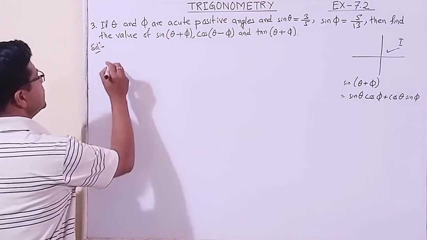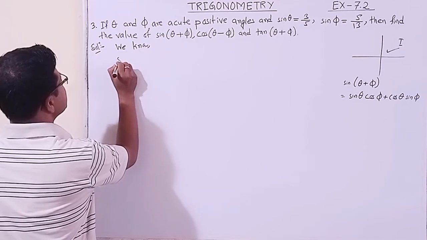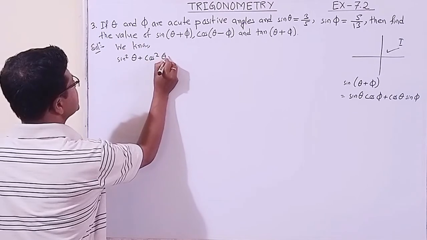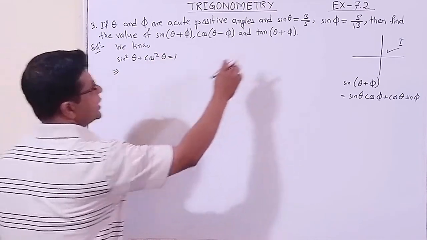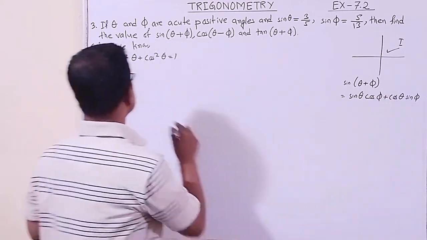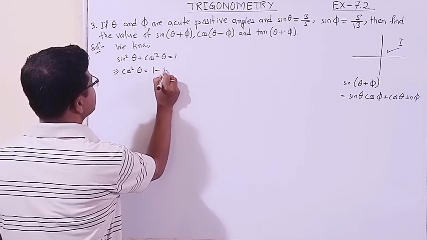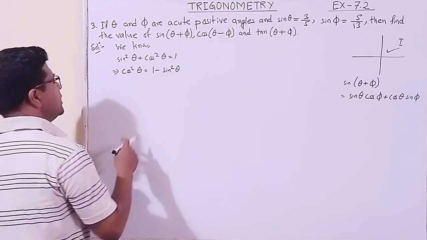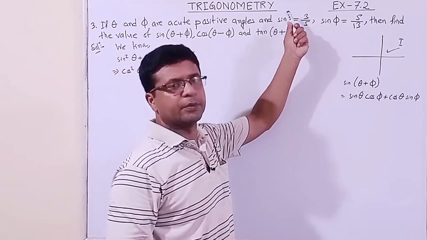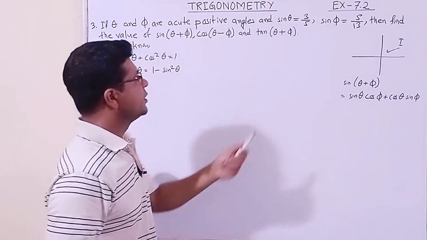Now which identity shall we use here? We know that sin square theta plus cos square theta is equal to 1. Here sin theta is given, we have to find cos theta, so we put cos square theta equal to 1 minus sin square theta. So by this process, we are finding the unknown values. Here sin theta is given, we have to find cos theta. Here sin phi is also given, we have to find cos phi. Then we can find those values.